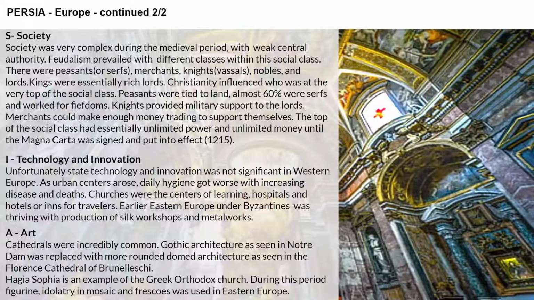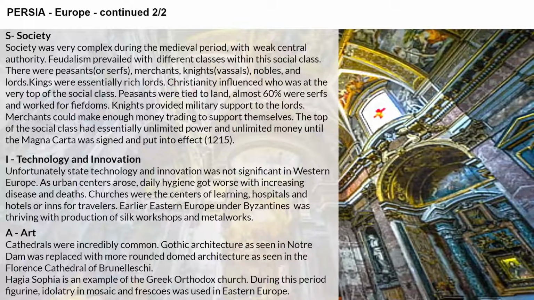Cathedrals were incredibly common. Gothic architecture as seen in Notre Dame was replaced with more rounded domed architecture as seen in the Florence Cathedral of Brunelleschi, whatever that is called. Doesn't matter. Hagia Sophia is an example of the Greek Orthodox Church during this period. Figurine, idolatry, and mosaic and frescoes. Again, I'm pretty sure that pronunciation isn't completely important. And these were all used in Eastern Europe.